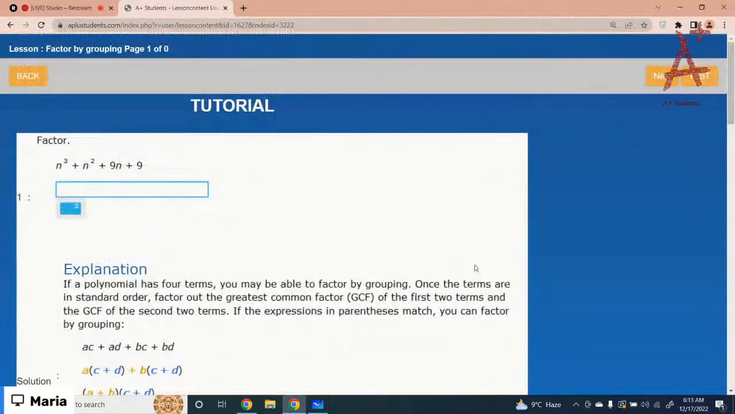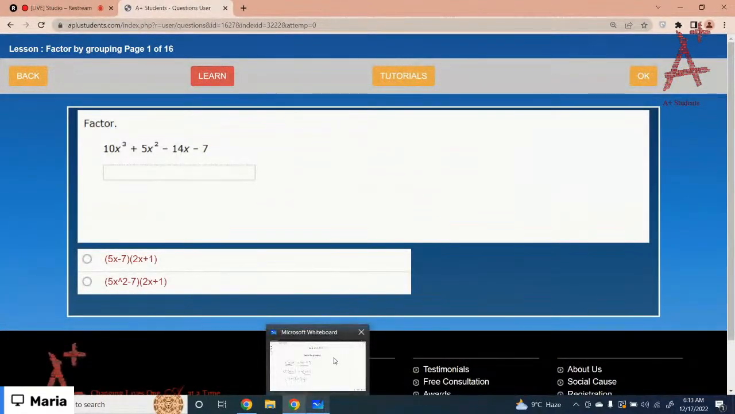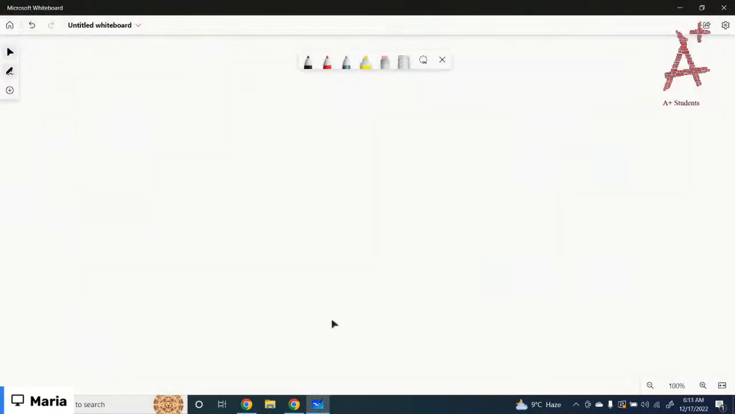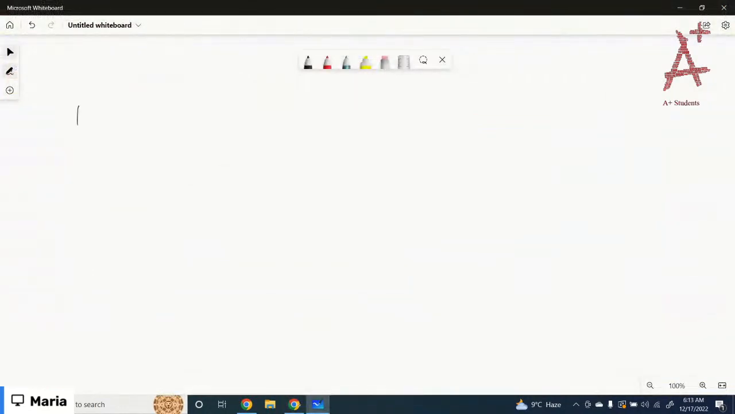Let's start with the practice questions. Okay, let me write down 10x cube plus 5x square minus 14x minus 7. Just make the groups.